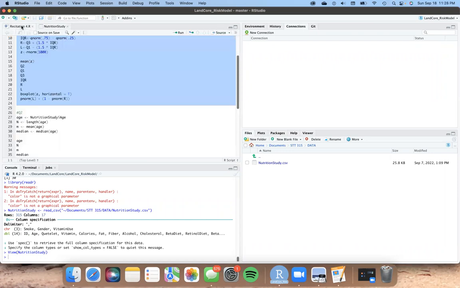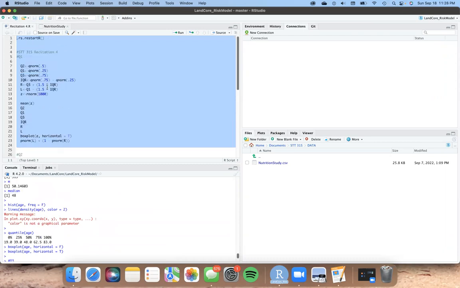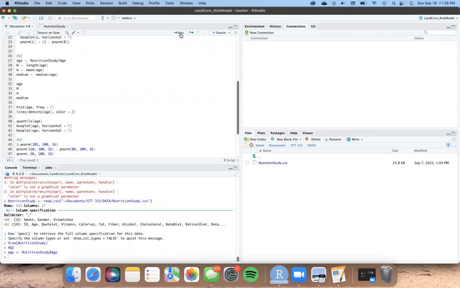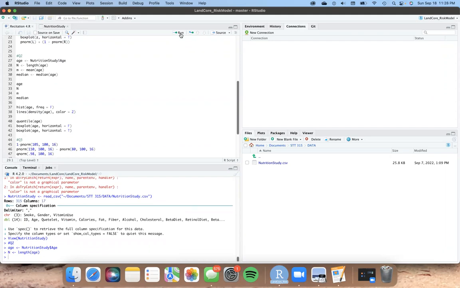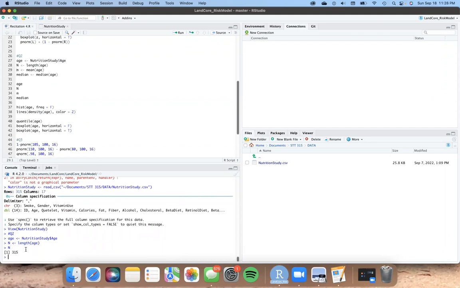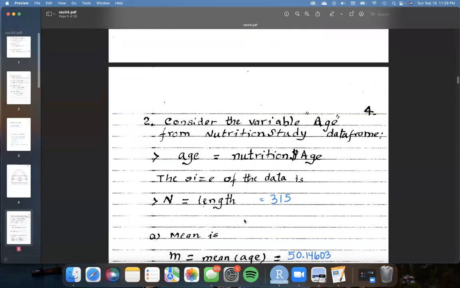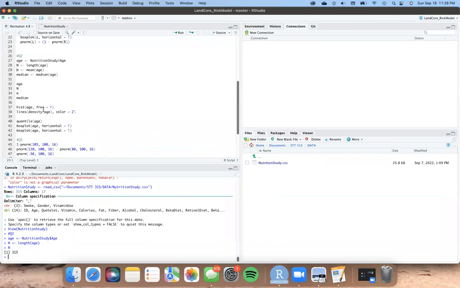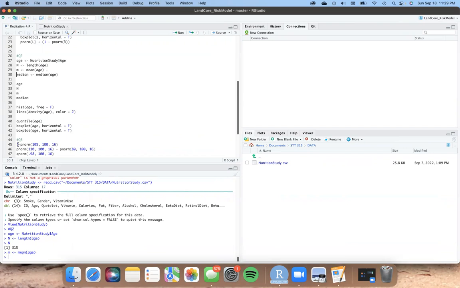All right, so now let's go here. I'm going to run the question 2 section. Well, I guess I could run it line by line. Okay, so age, and then n is our length. If I want to know, what is n? Our length is 315, which is what we would expect. Now we want to find the mean, so we can use the function mean. If I label m as my mean, what is m?